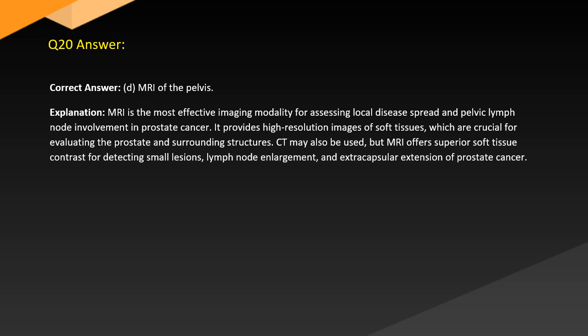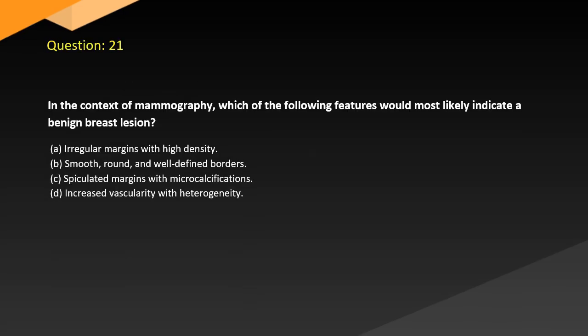Answer. Correct answer. D. MRI of the pelvis. Explanation. MRI is the most effective imaging modality for assessing local disease spread and pelvic lymph node involvement in prostate cancer. It provides high-resolution images of soft tissues, which are crucial for evaluating the prostate and surrounding structures. CT may also be used, but MRI offers superior soft tissue contrast for detecting small lesions, lymph node enlargement, extracapsular extension of prostate cancer.